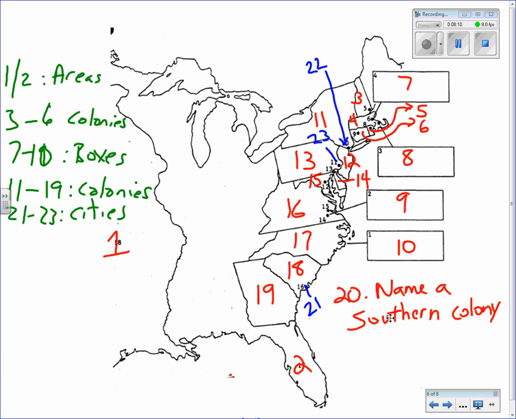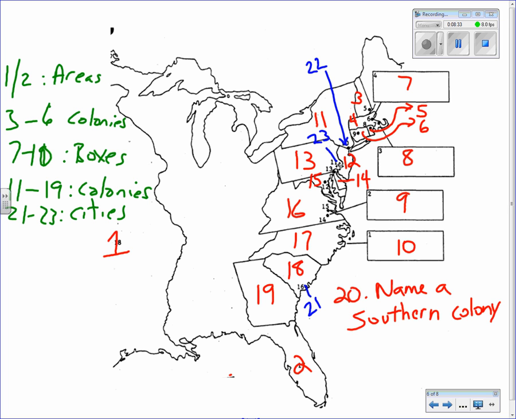And 20 asks you to name a southern colony. You can name any of the 5 southern colonies: Maryland, Virginia, North Carolina, South Carolina, or Georgia. 21 is a city pointing towards Charleston. 22 is a city, an arrow that's pointing towards New York City. And then finally 23 is pointing towards Philadelphia.